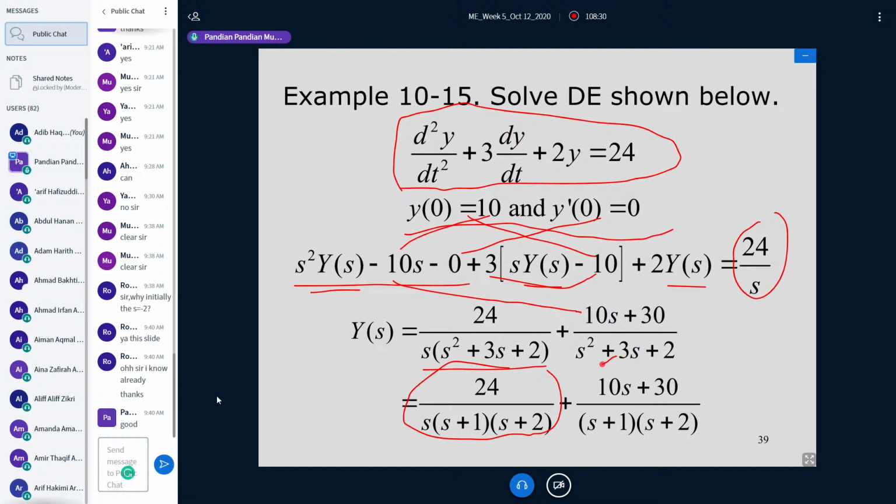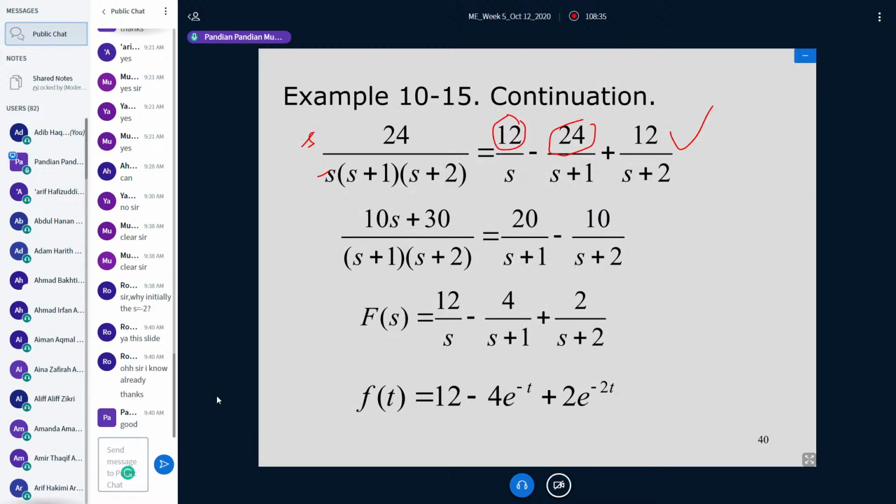This one: 10s plus 30 over (s plus 1)(s plus 2). You have A over s plus 1, B over s plus 2. This is a partial fraction, but how to get A and B? So first, 10s over s plus 1, s plus 2. So you take s plus 2, take out s plus 2.